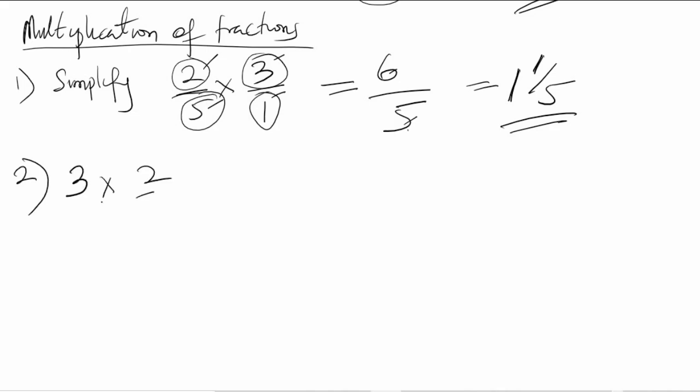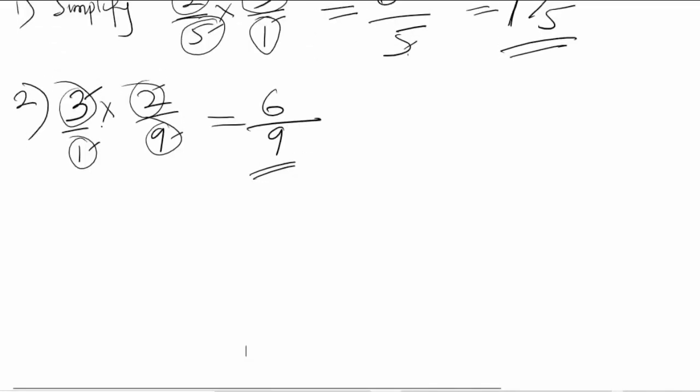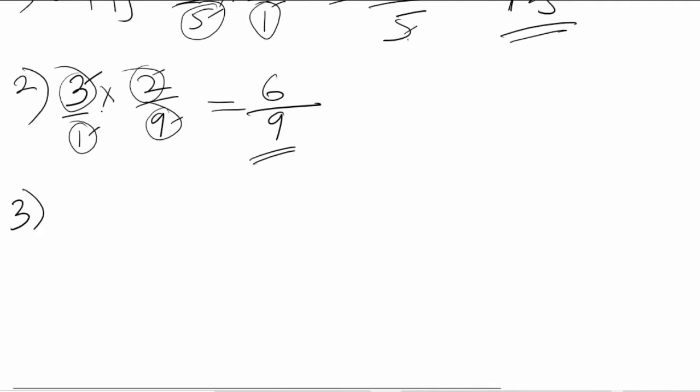Three times 2 over 9. This 3 is the same thing as 3 over 1. So you just multiply numerator together and denominator together. It should be 3 times 2, 6, over 1 times 9, 9. Very simple. No stress. Let's take another one.